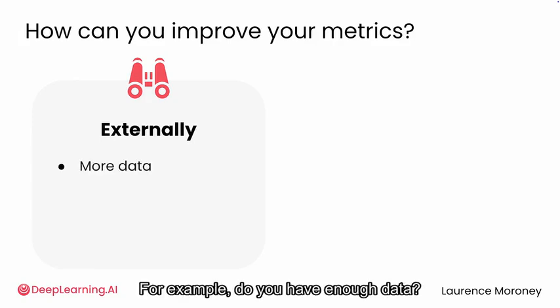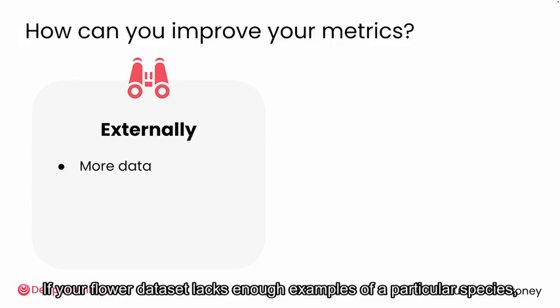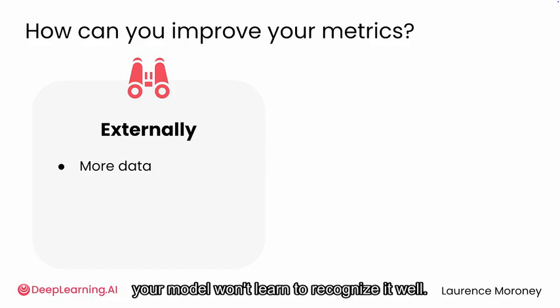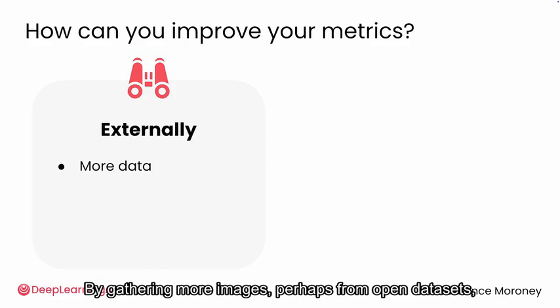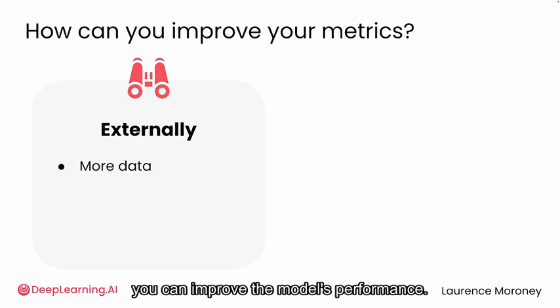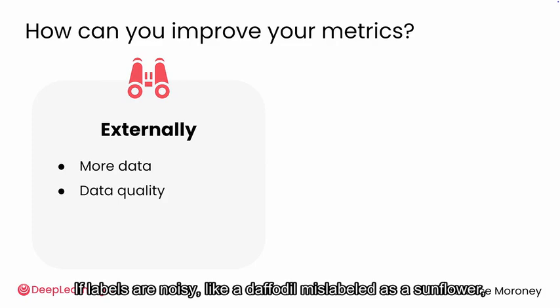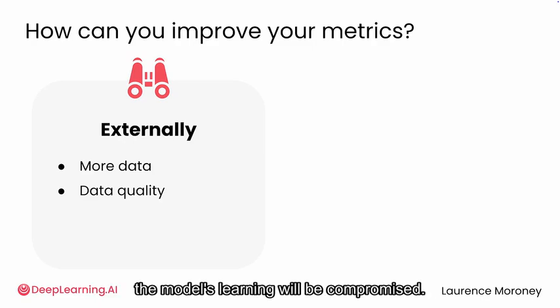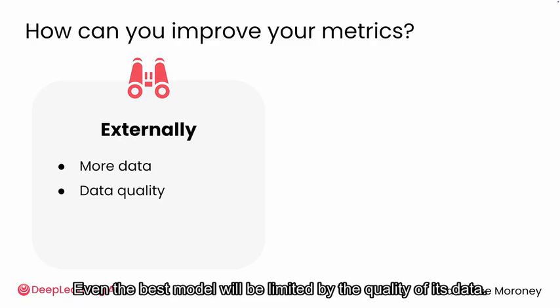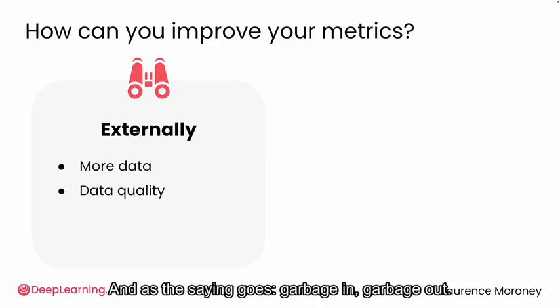For example, do you have enough data? If your flower dataset lacks enough examples of a particular species, your model won't learn to recognize it well. By gathering more images, perhaps from open datasets, you can improve the model's performance. Also think about data quality. If labels are noisy, like a daffodil mislabeled as a sunflower, the model's learning will be compromised. Even the best model will be limited by the quality of its data. And as the saying goes, garbage in, garbage out.